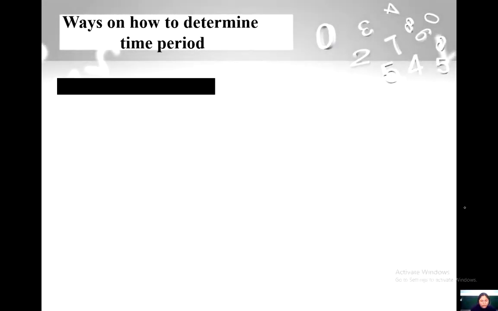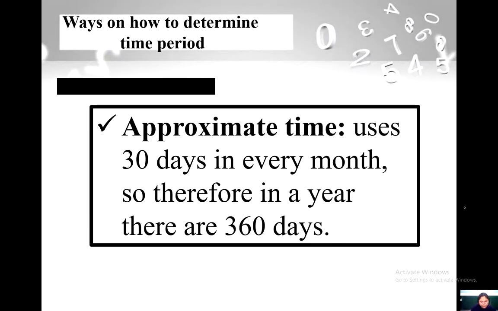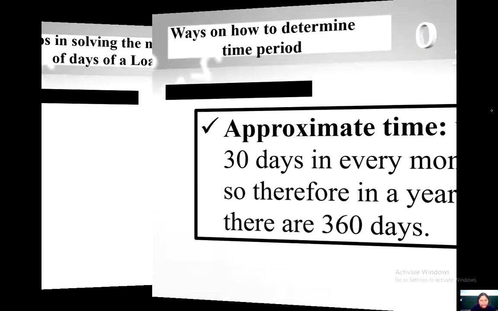When we say approximate time, we use 30 days in every month. So therefore, in a year, there are 360 days. So take note from the word approximate time, we use 30 days every month. Even though it is February, we still use 30 days. Okay po? So take note of that.